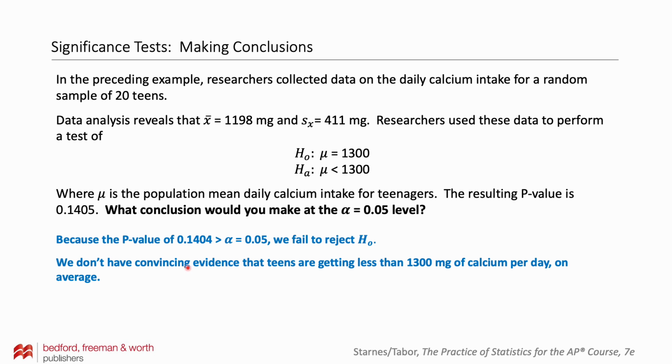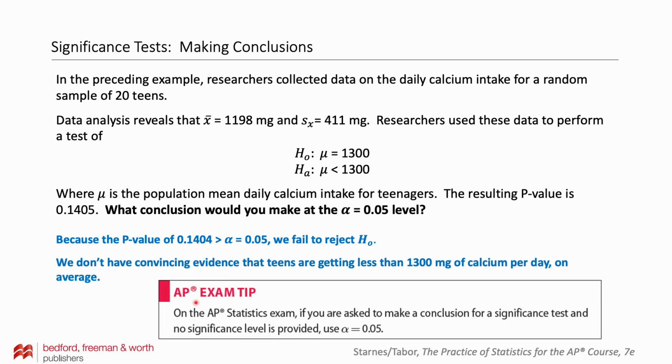Then we need to write more in context. We don't have convincing evidence that teens are getting less than 1,300 milligrams of calcium per day on average. So we don't have convincing evidence. You cannot state that there is or anything like that. It's either we do have convincing evidence or we don't. But because the p-value is larger than our alpha, we don't have convincing evidence.